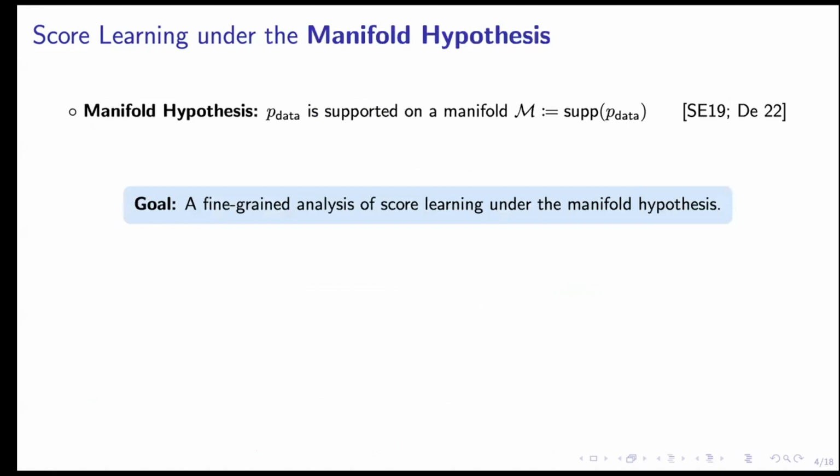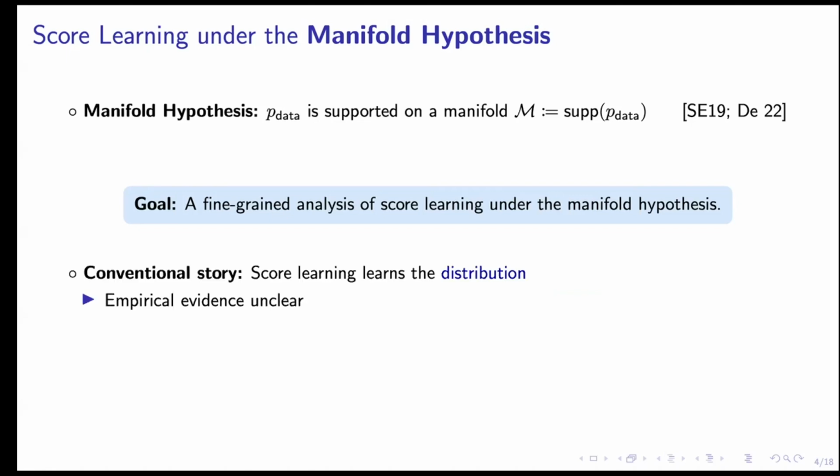We consider the manifold hypothesis that P data is supported on a smooth manifold M. Intuitively, if the diffusion model is trained on realistic images, the manifold is basically the set of all realistic images. We try to do a fine-grained analysis of score learning under this hypothesis.